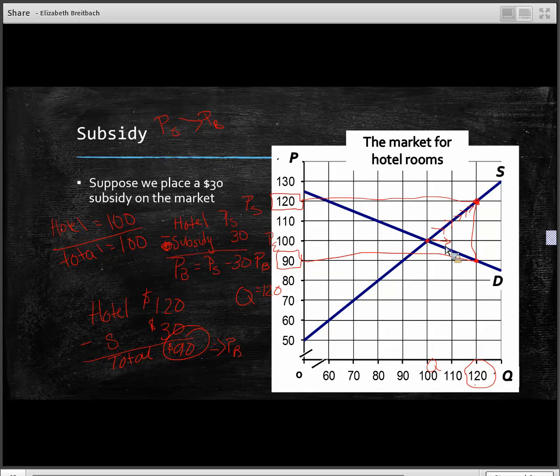Again, we can also look at incidence and say, compared to our initial $100 equilibrium, how much did the buyers benefit? Well, the buyers used to have to pay $100. Now they pay $90. So the incidence for the buyers is $10. The incidence for the sellers is the difference between what they receive now and what they used to receive, which is $20. And so the total difference is $30 in the market. All right, so that concludes our subsidy example.